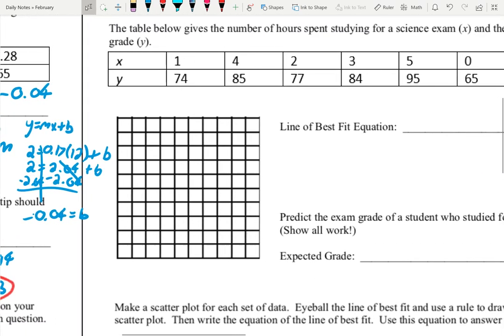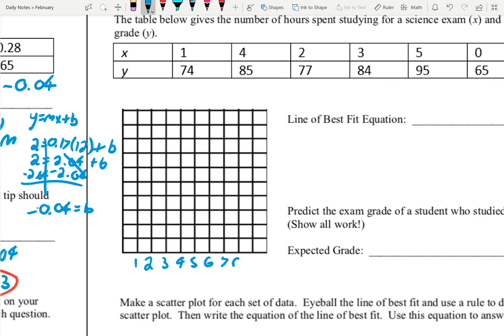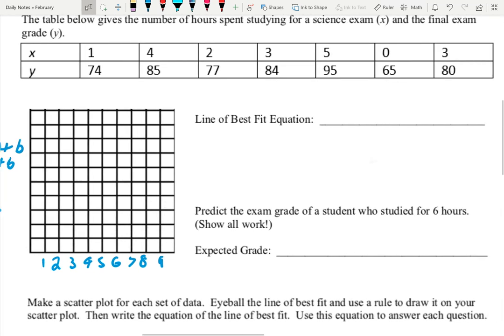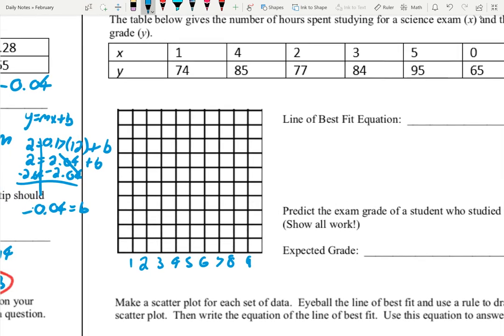So for my x values, 1, 2, 3, 4, 5. So we'll just number these off singularly. So 1, 2, 3, 4, 5, 6, 7, 8, 9. And then for the y values, where's our lowest? Our lowest is 65. Our highest is 95. So let's go from like 60 to 100. So let's say 60, 70, 80. Oh, I'm kind of in the way of that last problem. Let me just delete that a little bit. 60, 70, 80, 90, 100. I think that would work.